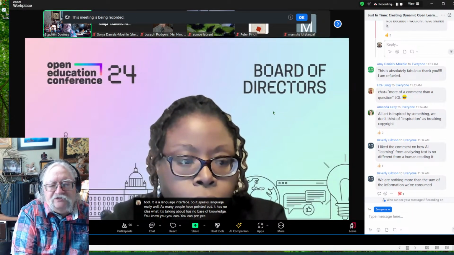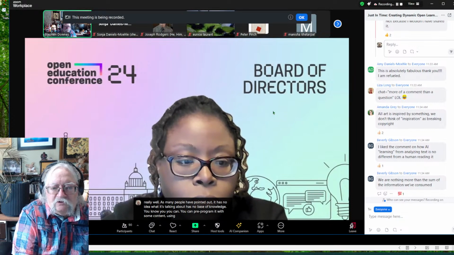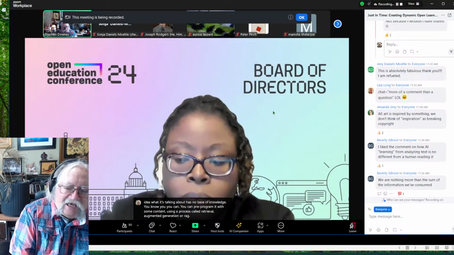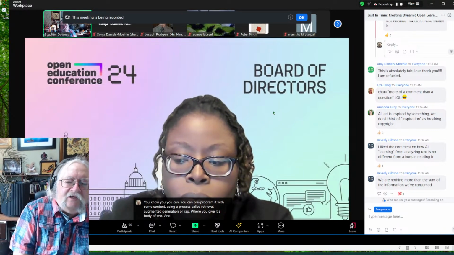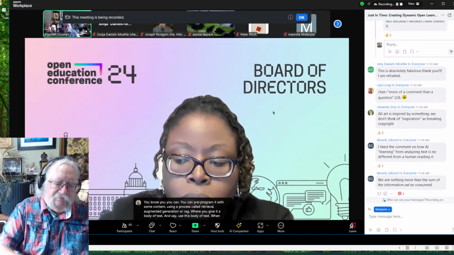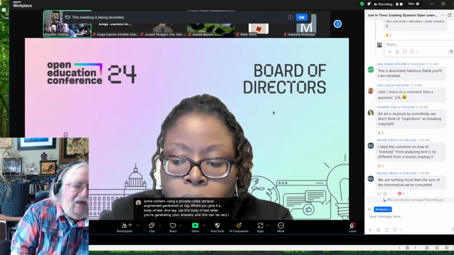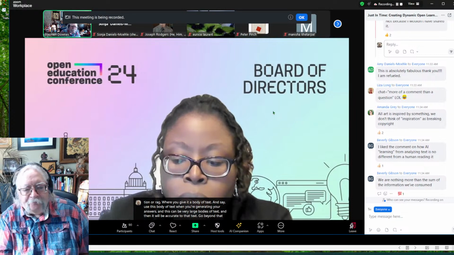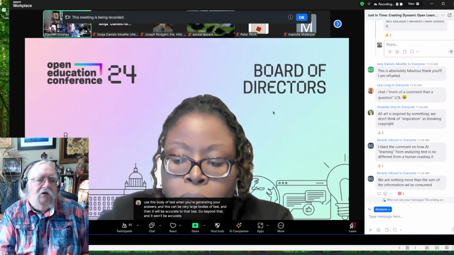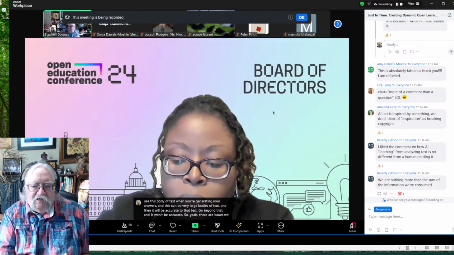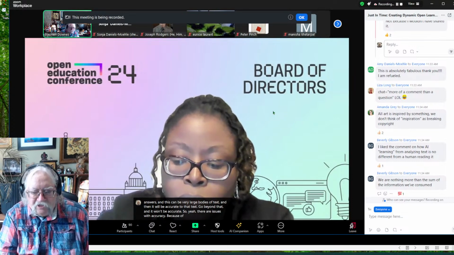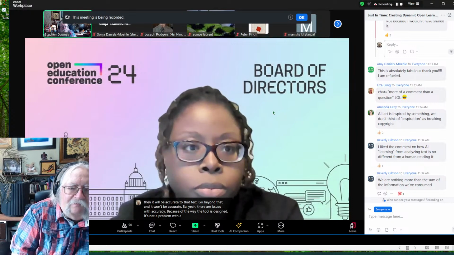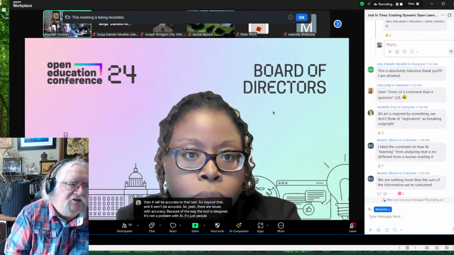You can pre-program it with some content using a process called retrieval augmented generation, or RAG, where you give it a body of text and say, use this body of text when you're generating your answers. And this can be very large bodies of text. And then it will be accurate to that text. Go beyond that and it won't be accurate. So, yeah, there are issues with accuracy because of the way the tool is designed. It's not a problem with AI. It's just people expecting the tool to do something it wasn't designed to do.